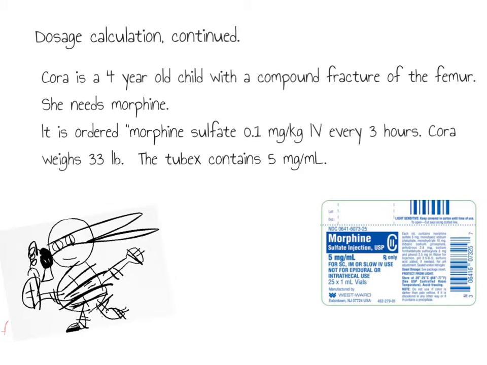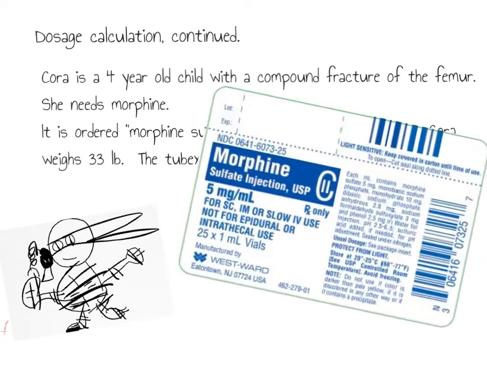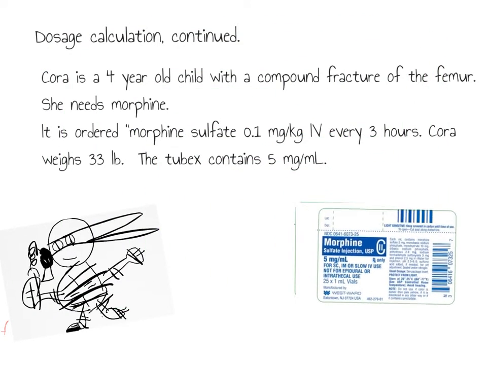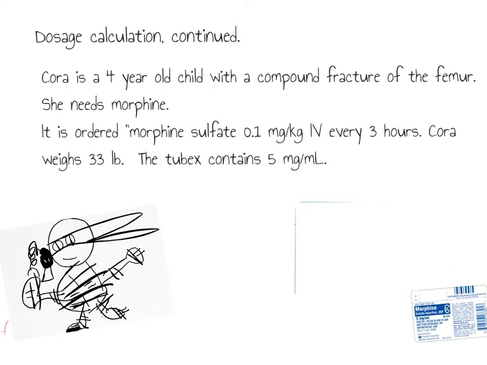If we give the wrong dose, if we give 10 times too much, we're really going to kill a kid here. So we need to pay attention. We need to do it right. Remember, Cora's mom is watching. So let's move on. Cora weighs 33 pounds, means we have to convert. And the medication comes up in this kind of packaging where it's 5 milligrams per mL. So it's not a 1-to-1 ratio. We have to be even more careful.